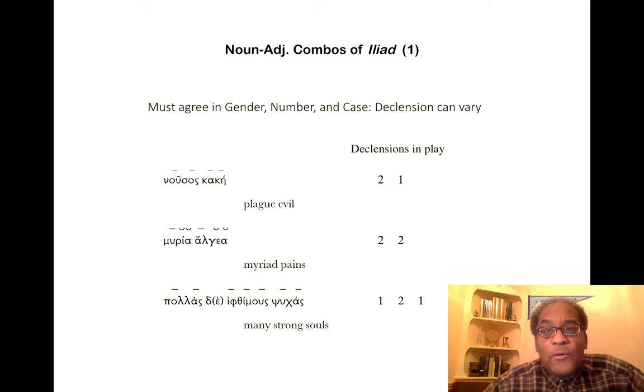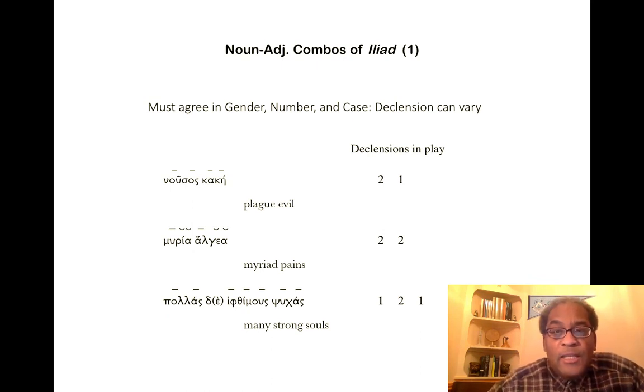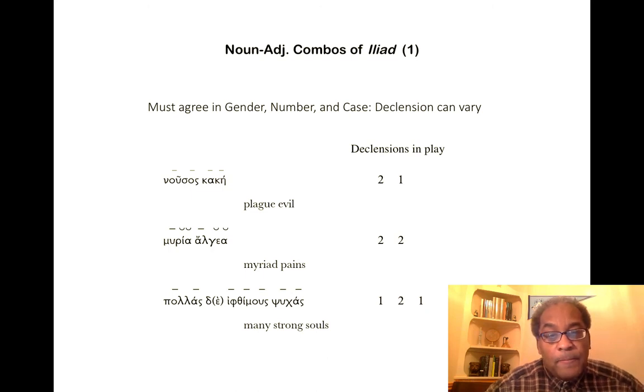But let's look, for instance, at these early adjective noun combinations that one actually sees in Iliad 1. The first one is what we've had as an example already, nesos kake, where the declensions in play are nesos being a second declension feminine, but kake being first declension in its ending as an adjective. And muria algea, we have second declension neuter plural endings on each of those two words.